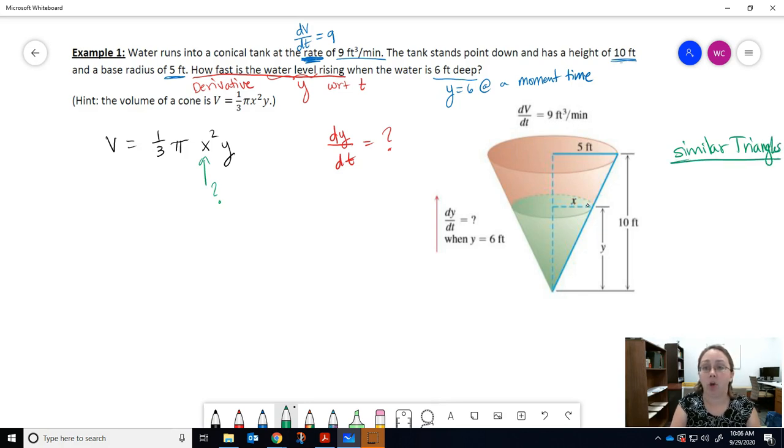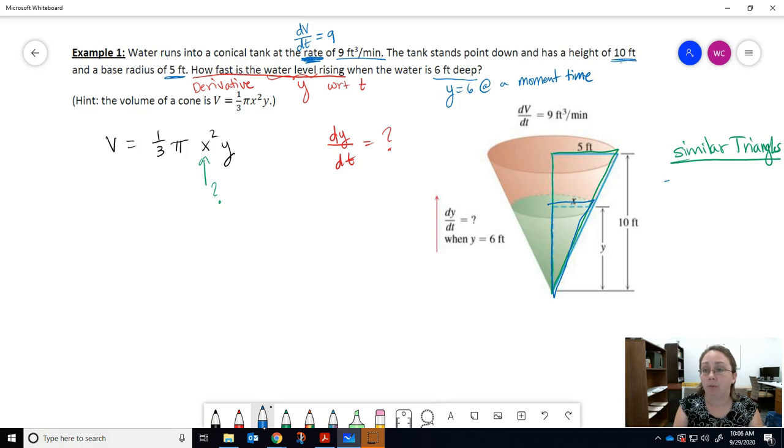You have the cone for the tank, so the big cone, and inside you have the cone for the water. These triangles that you see here in blue are similar triangles. So the height of the big cone and the radius of the big cone is similar to the height and radius of the water cone. Do you remember anything about similar triangles? Well, they're proportionate to each other.